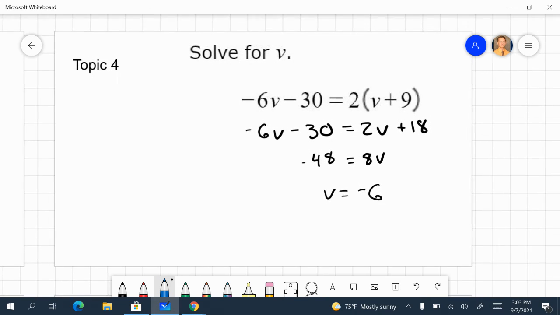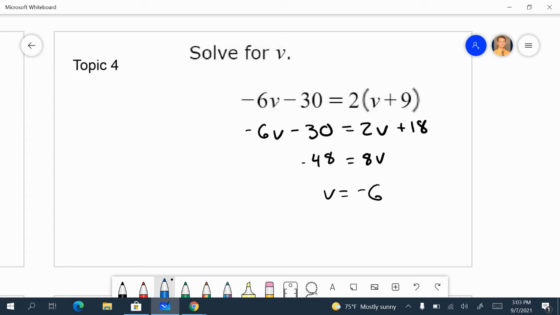For topic number 4, we've got combining like terms again. It's just another variation of that distributive property. And then I kind of skipped some steps going from here to here, but I'm just combining like terms and solving there. So if you have questions with that, make sure you let me know. Otherwise, that's it for topic 4.